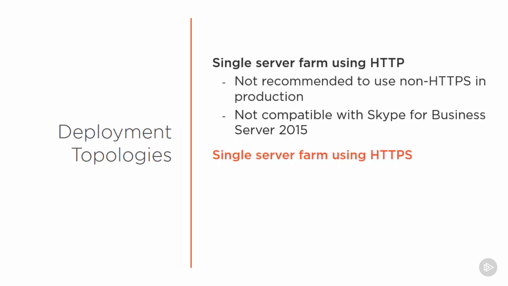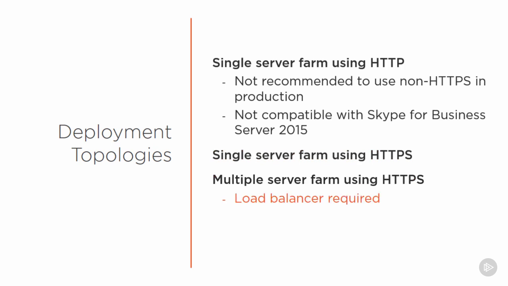You can deploy a single server farm using HTTPS. So all Office Online servers are installed as a farm, whether you have a single server or multiple servers, and you can have multiple farms as well. You can also have, of course, a multiple server farm using HTTPS, in which case a load balancer will be required. Office Online Server is a stateful application. The load balancer will need to be configured for persistence so that users maintain a connection to the same Office Online Server during their session.